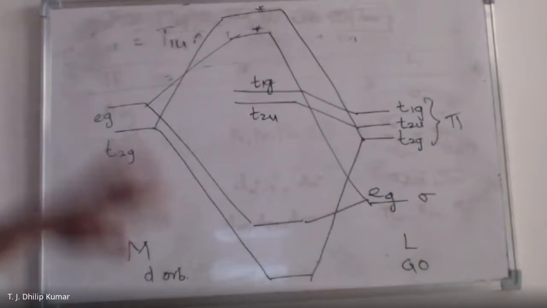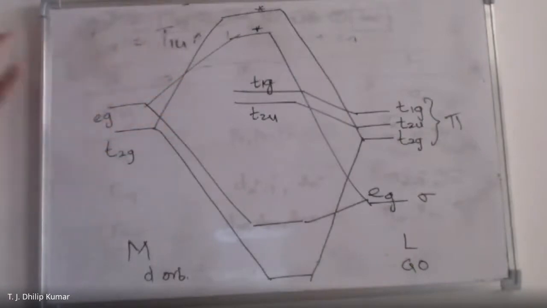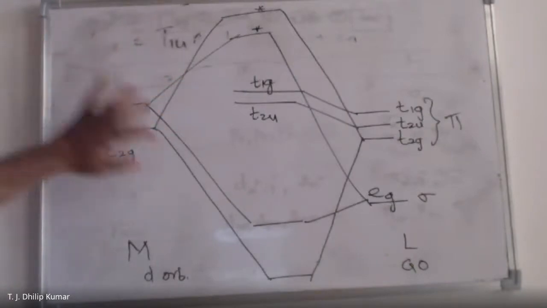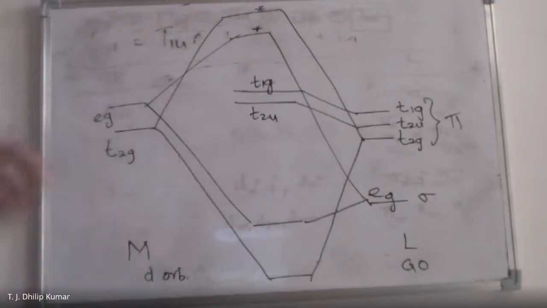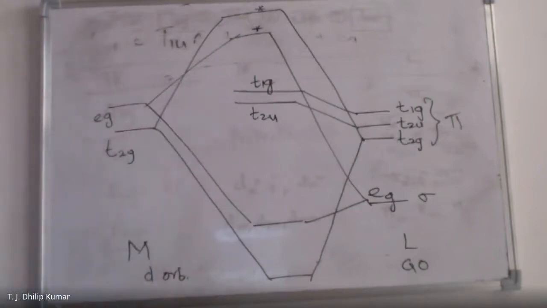I think you are familiar with this diagram, I hope so. So what we are saying is that with proper symmetry, there will be overlap. And if there is no corresponding orbital of that symmetry available in the metal or the ligand, then they don't overlap. They just remain as such. So this information one can get.